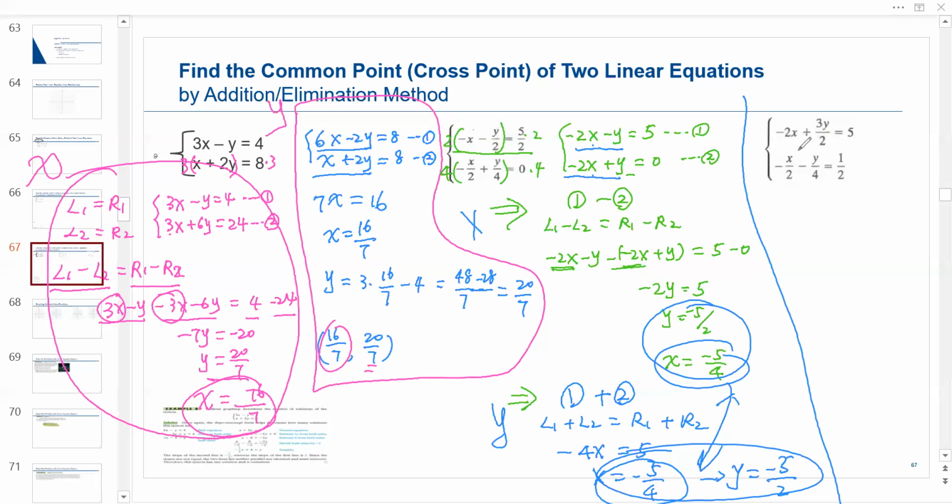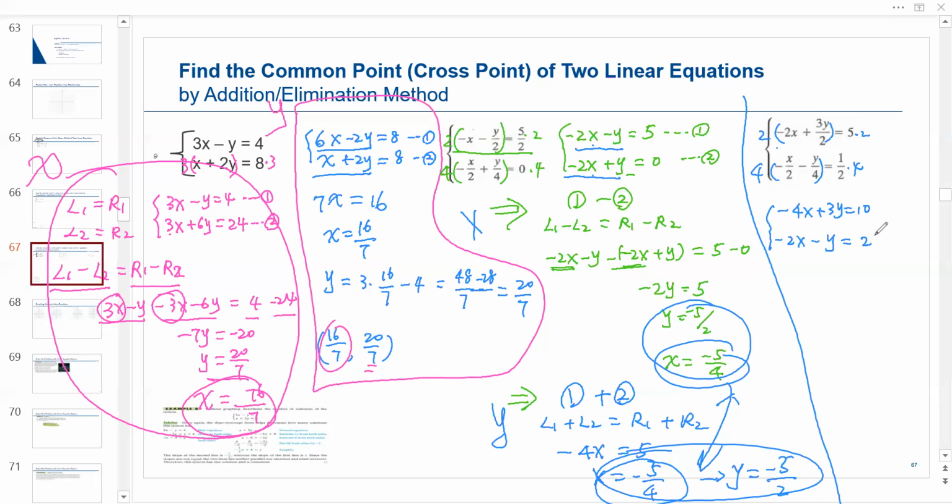Let's see this one. It's a proper transform first. I will let the fraction part go to make it easy to read. So both sides times 2 first. This one both sides times 4. So you can quickly get negative 4x plus 3y equals 10. The second one: negative 2x minus y equals 2.